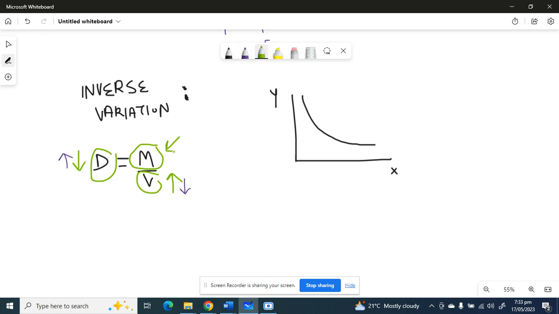Remember, in variation, we have our constant of variation. So in this case, our constant of variation is mass, which is represented by K. Density will be represented by Y, and volume will be represented by X. If we translate this to this graph, Y is density and X is volume. As the volume increases, the density is reducing, holding mass constant. So the relationship for an inverse variation is Y equals K over X.